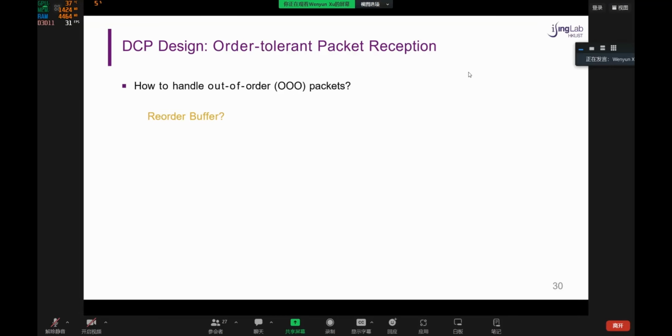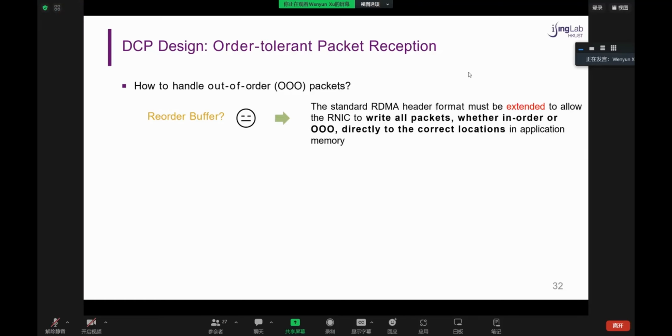Now, since load balancing can lead to out-of-order packet arrivals, the question is how to handle them. A feasible way is to allocate a very large reorder buffer in the RNIC or in the host, where the out-of-order packets are temporarily stored. Once all packets are received, the RNIC or the host reorders them and pushes them into application memory. However, this approach introduces significant memory and CPU overhead.